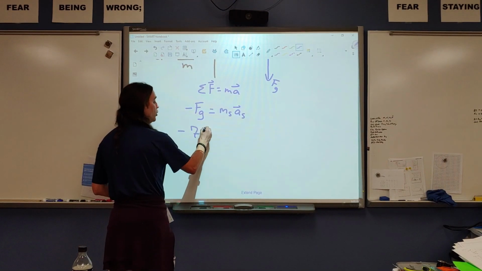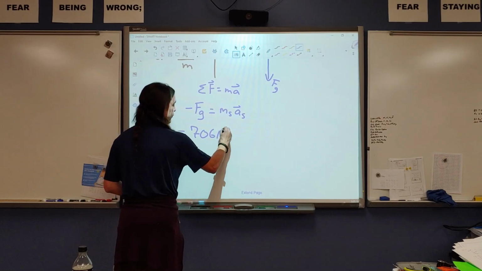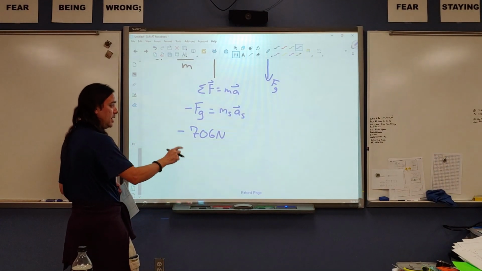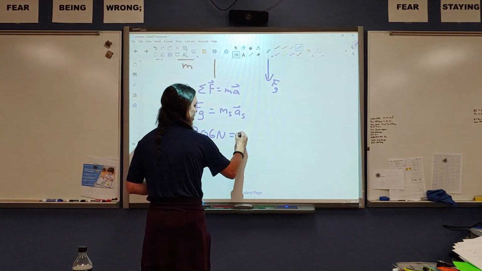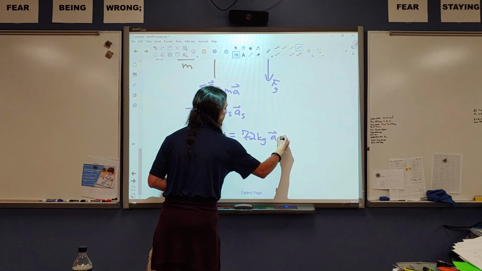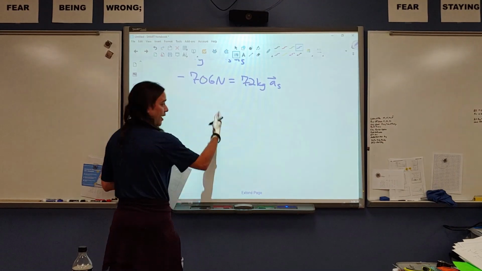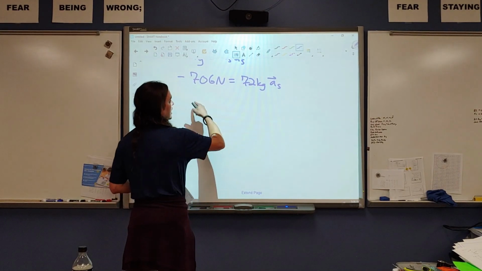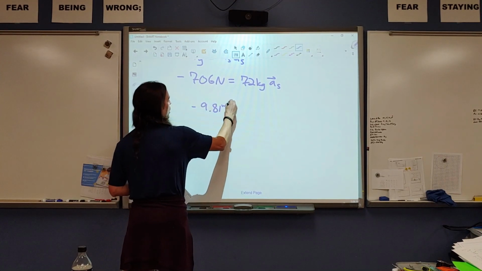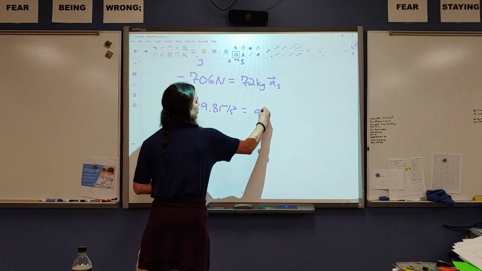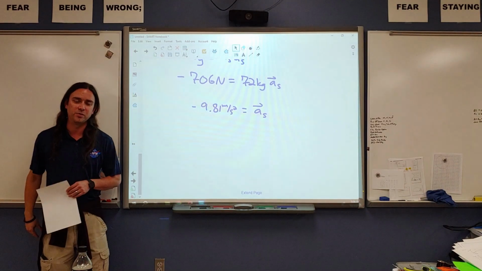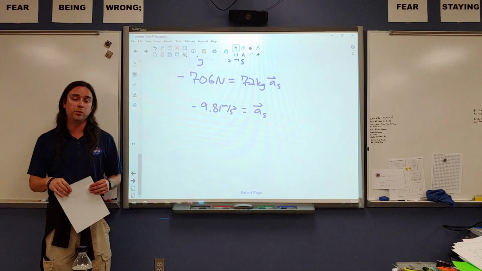Well, we found out just a minute ago that the magnitude of the force of gravity on me is 706 newtons, and that will be equal to my mass, 72 kilograms, times my acceleration at this point. I can divide both sides by 72, and we will end up with negative 9.81 meters per second squared equals the acceleration of Sanchez. Now, that agrees with what we could have predicted immediately, but I will bring this up.